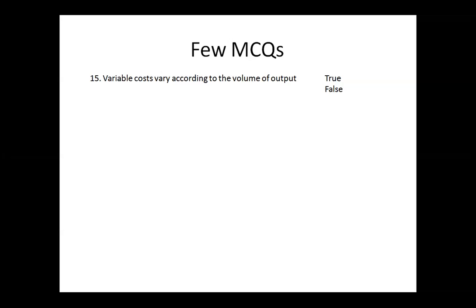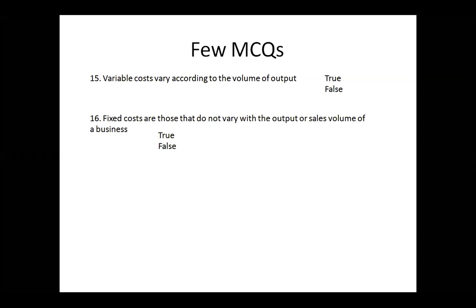Your first question is: variable cost varies according to the volume of output. True or false? In the chat box. True. Very good. Moving on to the next question. Fixed costs are those costs that do not vary with the output or sales volume of the business. True or false? True. Costing में और कुछ है ही नहीं. Very good.